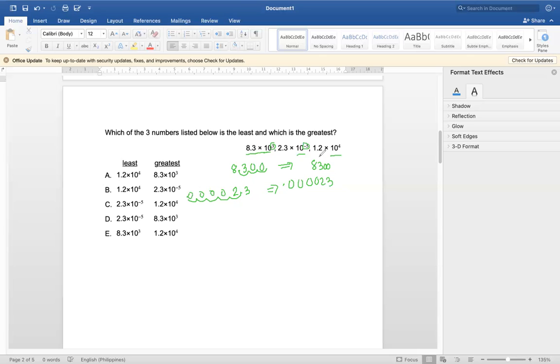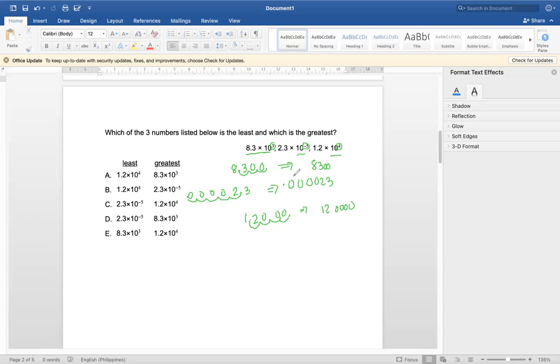And lastly, we have 1.2 times 10 to the power of 4. We have 4 as the exponent of 10, and it's positive, so it will be moved 4 units to the right. So 1, 2, 3, 4. So the decimal point will be in here. Again, the blank space will be filled with 0, so this will be equal to 12,000.